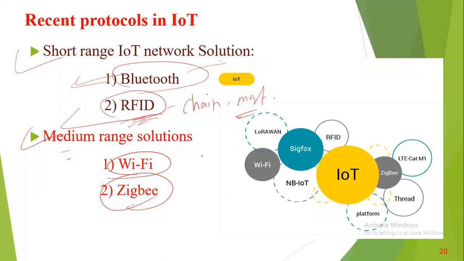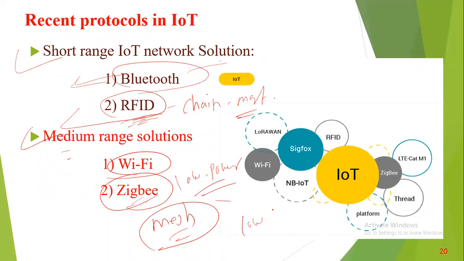Then Zigbee is again available for you. Zigbee basically provides the capability of mesh networking. So if your application requires mesh networking, then you can use the Zigbee protocol. But again, it is a low power protocol and also provides a very low data rate. Because of this low data rate, it is used in industry applications. So Zigbee is also there.